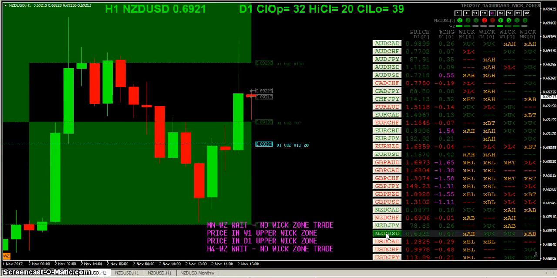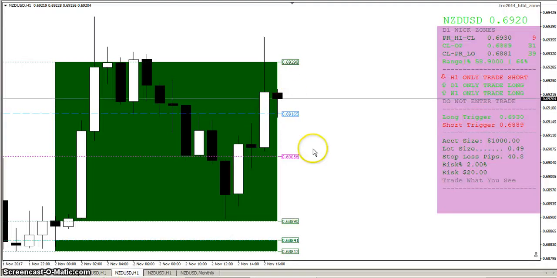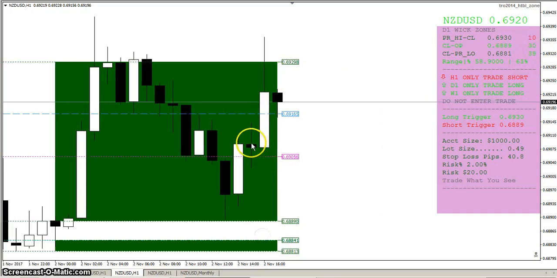So you see here, when I click on this, I've got the indicator set, and it changes all of the charts to the New Zealand US dollar. But I can see here, looking at the WICK zone, we've got it in the daily upper. So if we switch over here, we can see where it is. Now that's a pretty big zone. Let's see, it might be hard to see this. We got 31 pips, 39 pips. So price is going to just stick in that zone probably for a while.